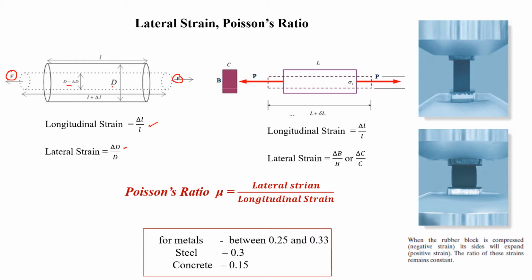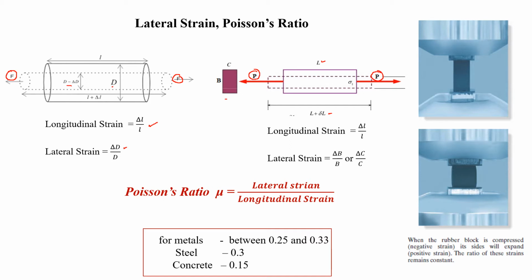Next, we can consider the case of a rectangular section of depth B and width C, and this is subjected to a tensile force P. By the application of this force, the length of the member changes from L to L plus delta L, and the other two lateral dimensions get reduced.